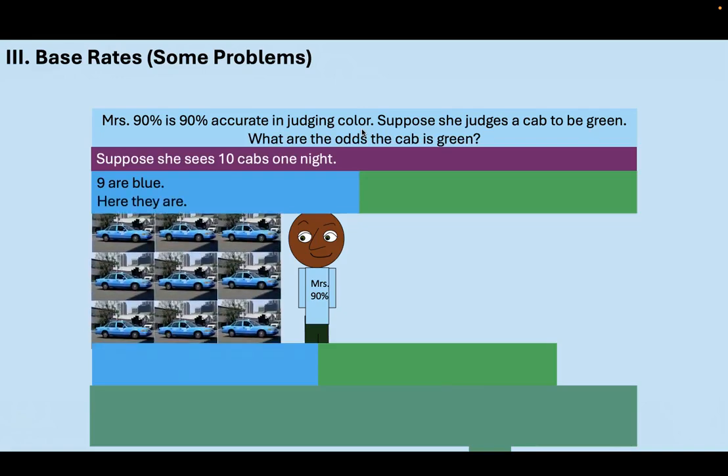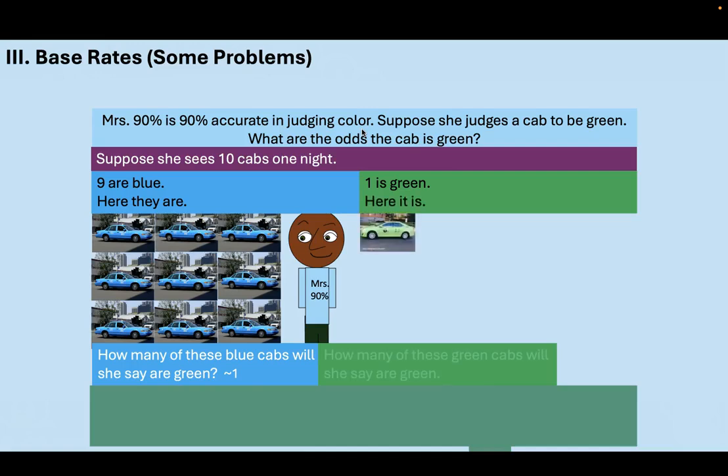Here they are. How many of those blue cabs is she going to say are green? Well, approximately 1, right? Because she's 90% accurate. So 1 of those cabs is green. Here's the green one. How many of these green ones is she going to say are green? Well, approximately 1, because it's green. She gets things right 90% of the time, so she's probably going to get it right.